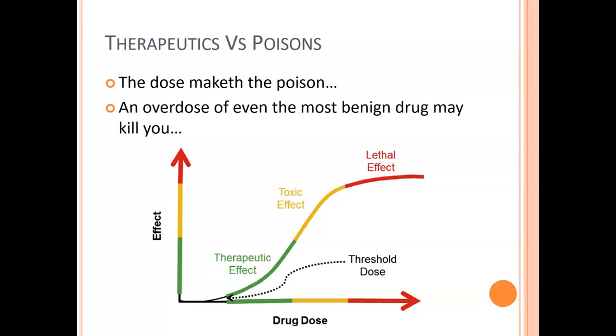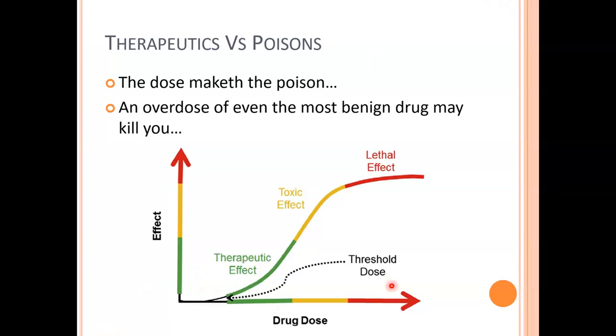Right, so therapeutics versus poisons. The dose maketh the poison. Essentially what that means is everything out there is a poison. You just need to take enough of it. If you take the most benign drug and you exceed the therapeutic dosage or the recommended dosage by an order of 10, a factor of 10, that overdose is the equivalent of a poison anyway.